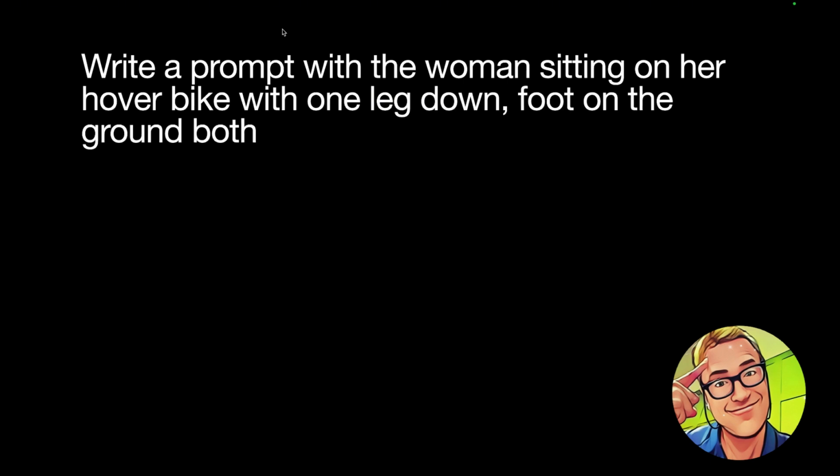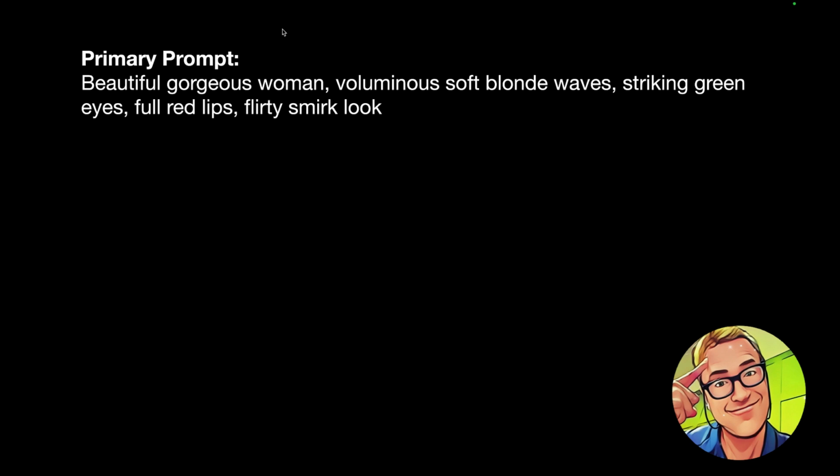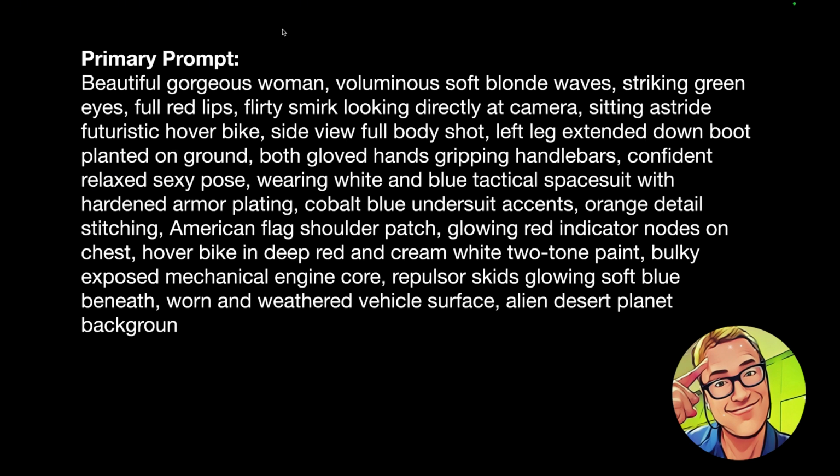Now that I had the character and the hover bike, I wanted to put her on it. So I went back to Claude and I just said, write a prompt with the woman sitting on her hover bike. I imagined her having one leg down with that foot touching the ground, hands on the handlebars. I imagined her left leg already up on the other side, and she's got this look on her face like she's excited. She's about to take off on this bike. I didn't know what to expect from Claude. This is my first time doing this, and Claude just delivered this huge primary prompt.